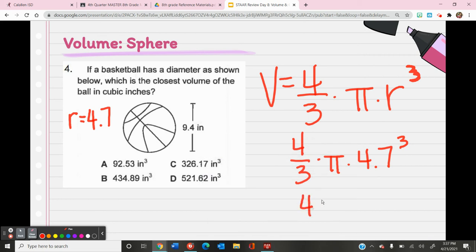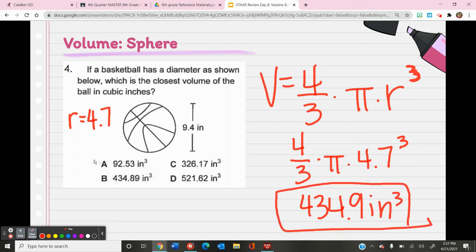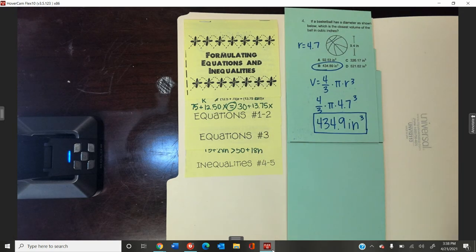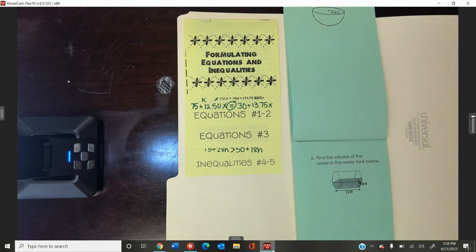434.9. My unit is inches, and again, we're talking about volume, so this is cubed. Now, the only one that matches or is anything close to that is going to be B. So now taking a look at your foldable, this is everything you should have written down for finding the volume of a sphere.